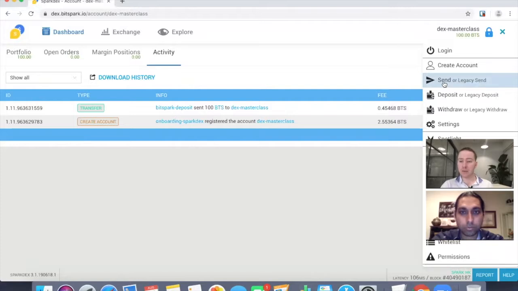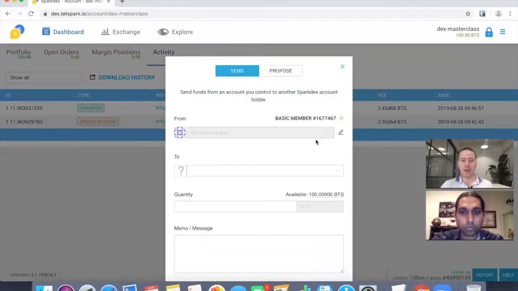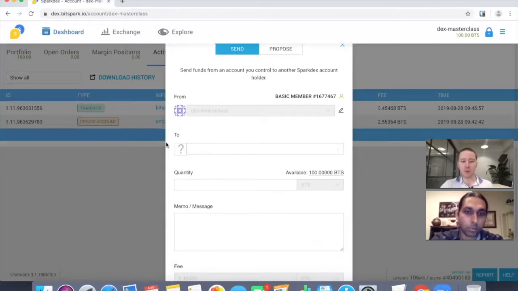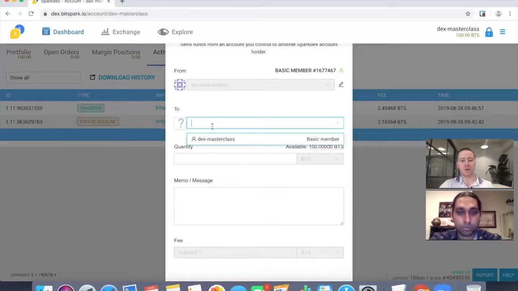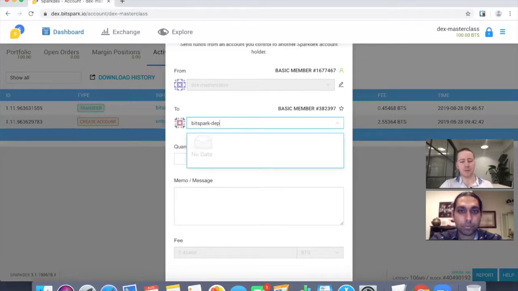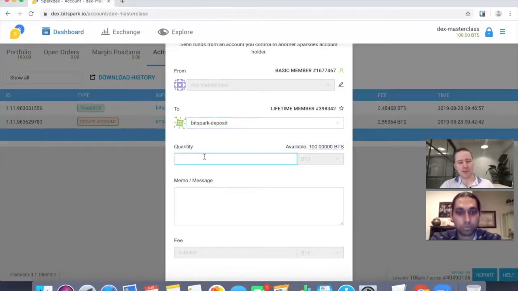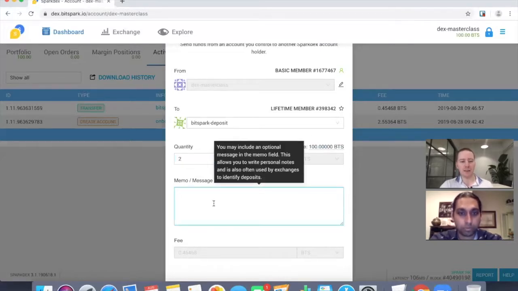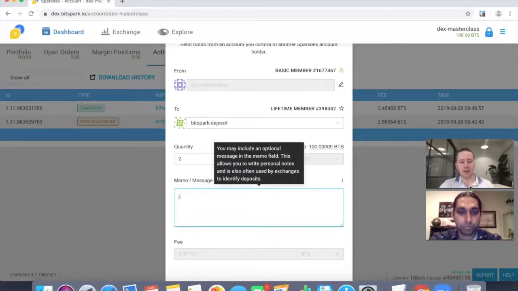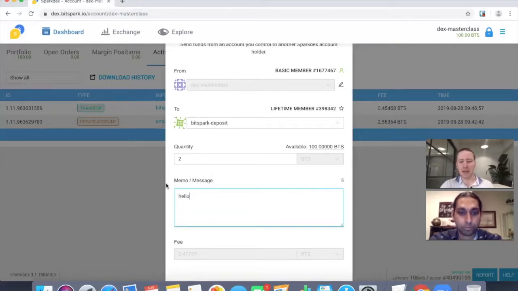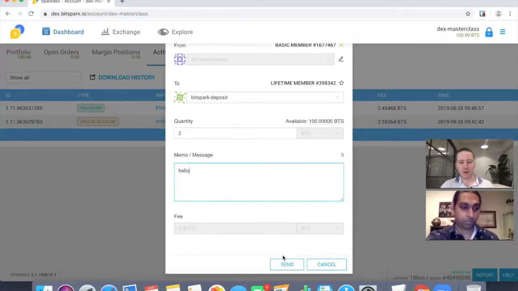Send transaction is another very important thing to cover. If I want to send between different accounts, I can easily do this. Let's say I want to send from the DEX Masterclass account to the Bitspark deposit account. It'll come up here, Bitspark deposit, as a lifetime member. Yep, that's the one. How much do I want to send? Let's say 2 BTS, that's what I've got, and I can send a message, just hello, and you can see I've got a fee here as well.